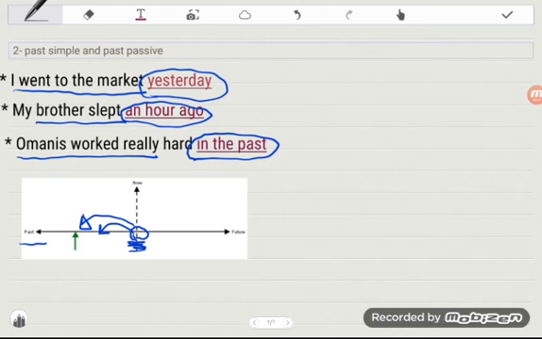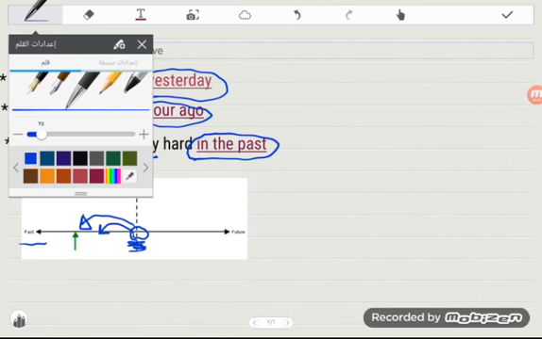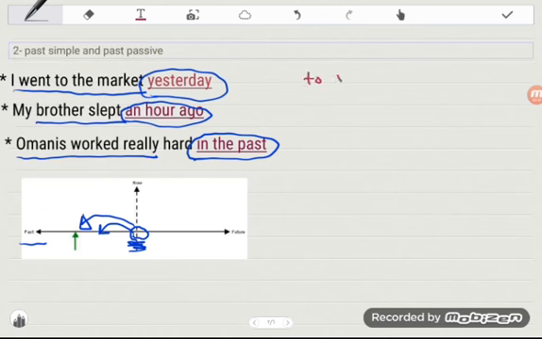So when do we use past simple? We use past simple to talk about finished actions. So actions that are already finished. Okay? And let's go now to the structure.